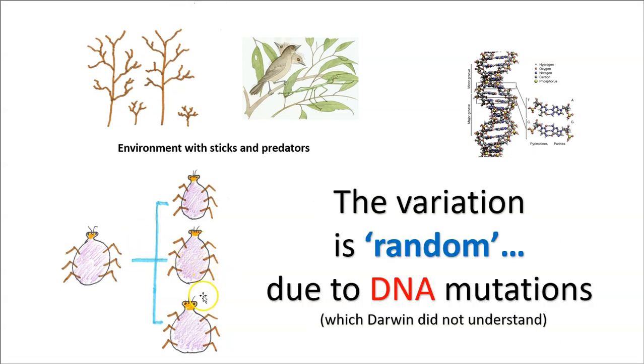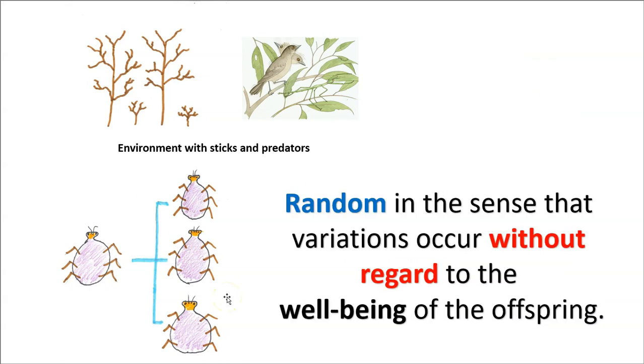Now, we say the variation is random. It's due to DNA mutations, which are random, and also the random shuffling of genes during sexual reproduction, the production of sex cells. But again, Darwin didn't understand the source of the variation. But we say the variation is random in the following sense, in the sense that the variations occur without regard to the well-being of the offspring.